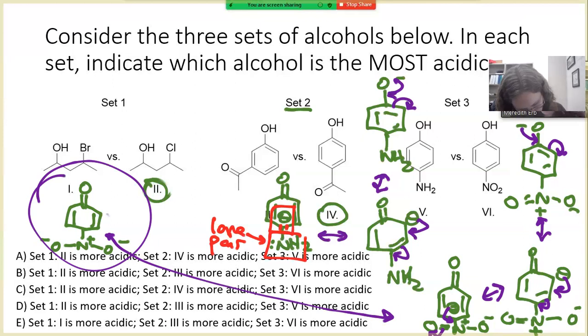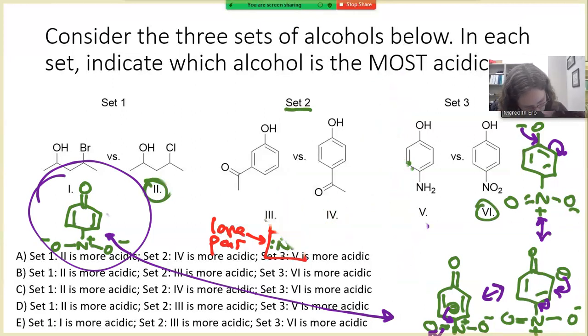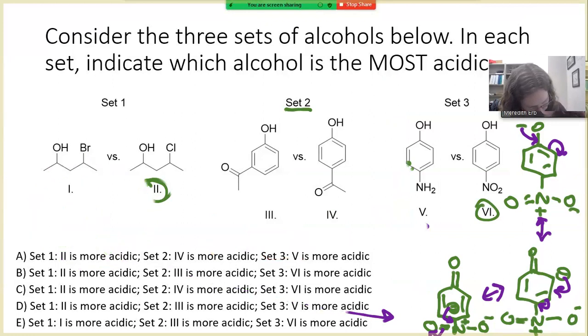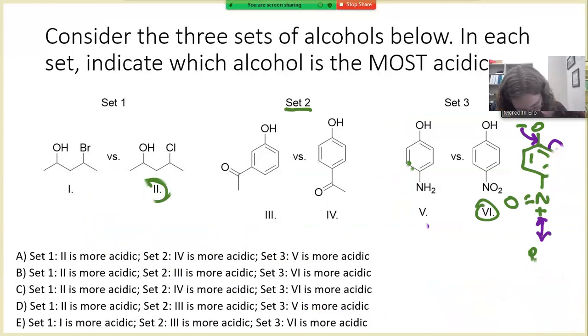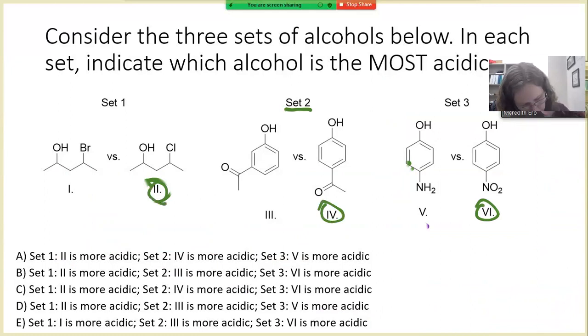All right, so if we think about that, 6 is going to be the stronger acid. All right, so we've looked at all of our options. Let me go ahead and erase so that we can think clearly through our answer choices. All right, so we've got 2, 4, and 6 is what we thought would be our strongest acids. And let's look at the answer choices. The only one that we can say for sure is going to work is B. Set 1, 2 is more acidic.